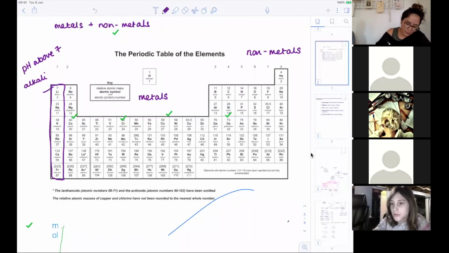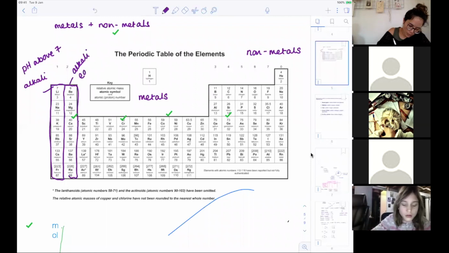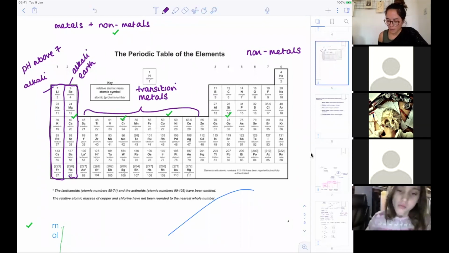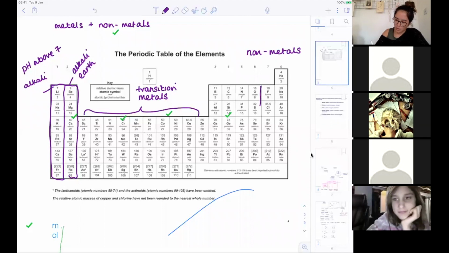Next up, we have the second column. These are known as the alkali earth metals, slightly less well known than the alkali metals, which form the first column. Then the central chunk of metals, which form most of the periodic table, are known as the transition metals. So they form this part of the periodic table. And then after that, we're really only interested in this column over here.